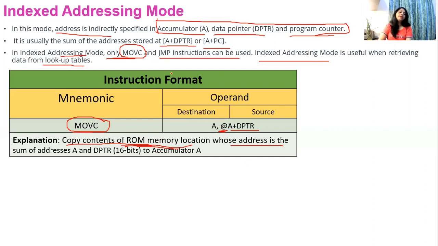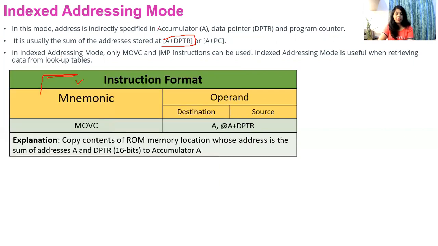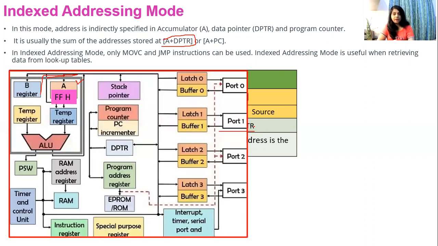So what happens? Let's take an example. This is the architecture of the 8051 microcontroller, in which various registers are shown, and here it is register A. Let's assume that register A, which is an 8-bit register, holds FF. Because our instruction was A plus DPTR, we will consider A and DPTR. So A holds FF, and this is DPTR, the data pointer register, which is a 16-bit register.